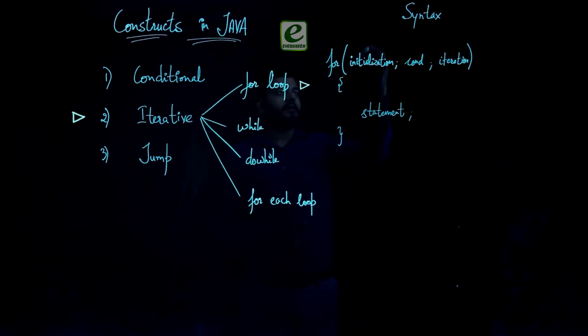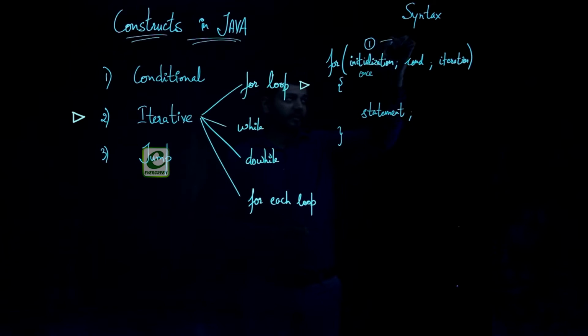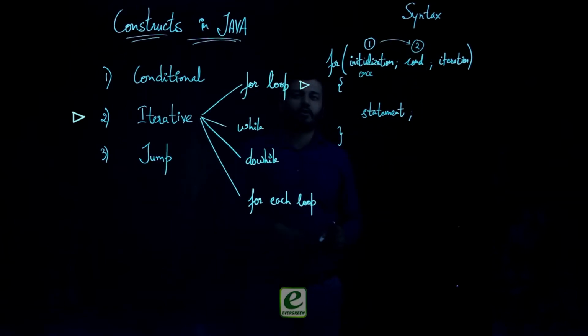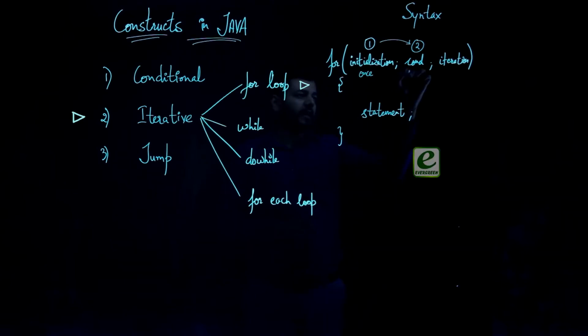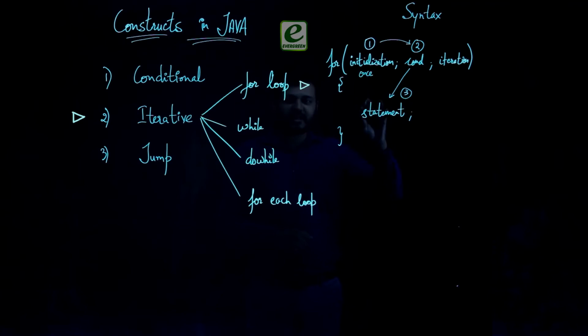First of all, it is initialization, the first step, and it happens only once. Second is condition. The control moves from the first step to the second step, which is the condition check. If the condition is true, then and only then it will move to the statement, which is step number 3. This is very important to understand: firstly the initialization, then the condition, then the statement.